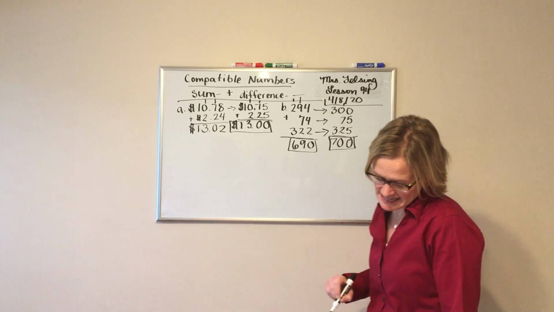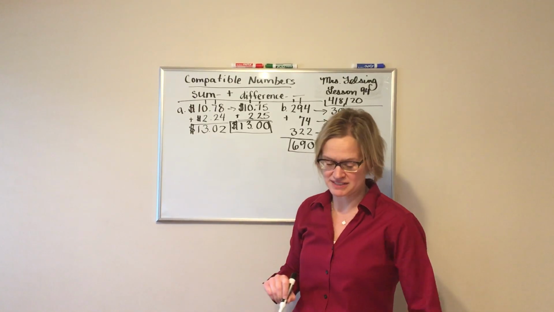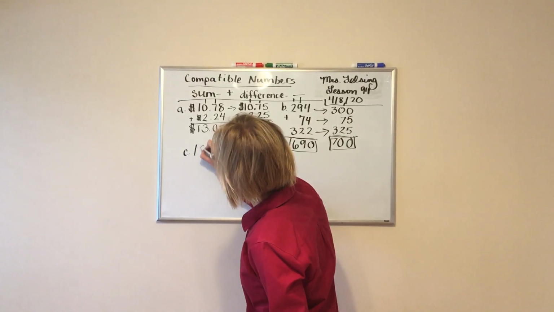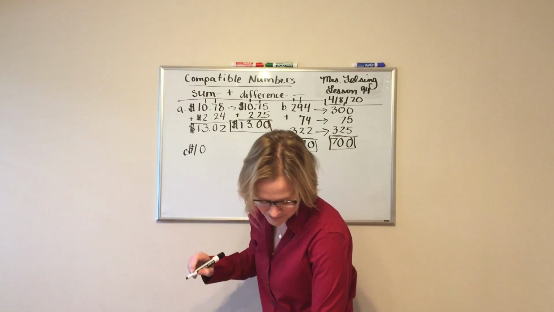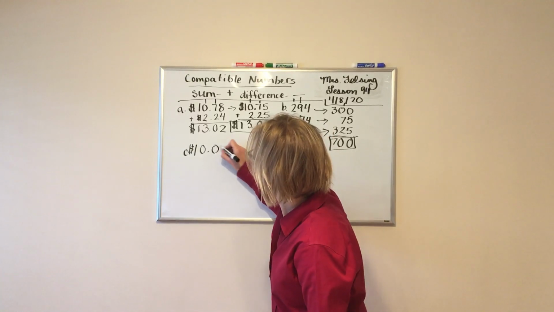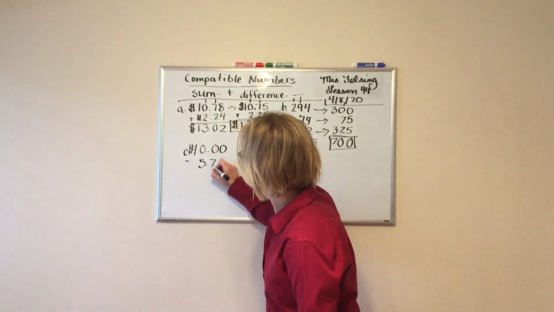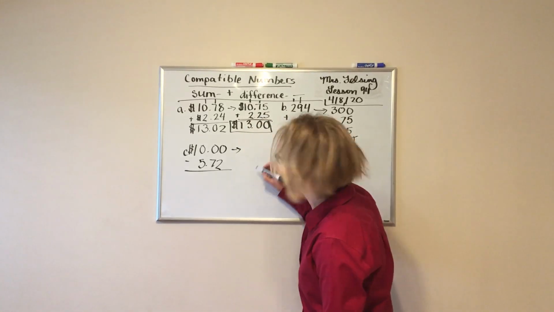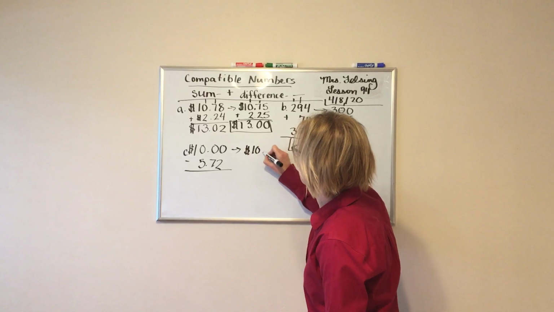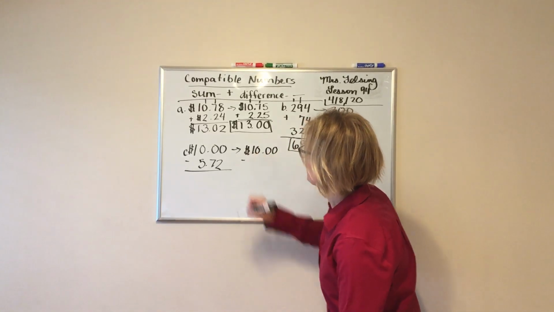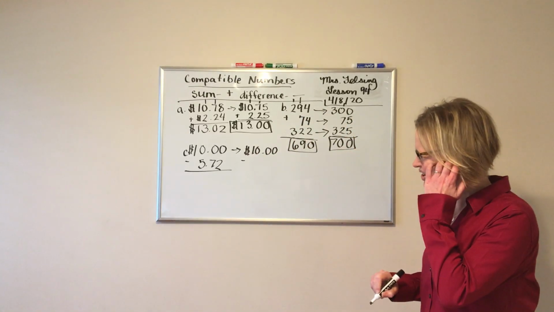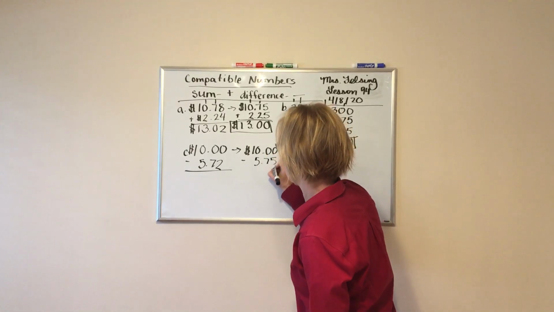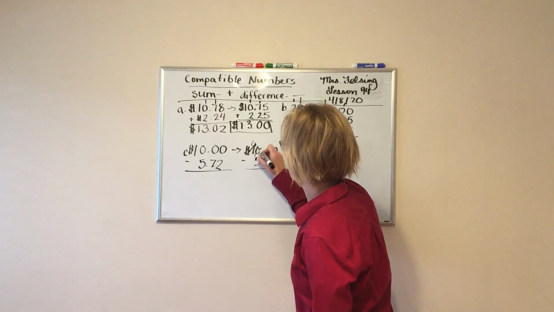So let's do letter C, and then we're going to do some of our lesson practice examples. If we take a look at letter C, it has $10 minus $5.72. Well, I think with the $10, we can just leave that. But $5.72 is a little awkward, so if we change that to $5.75, that would definitely be better.